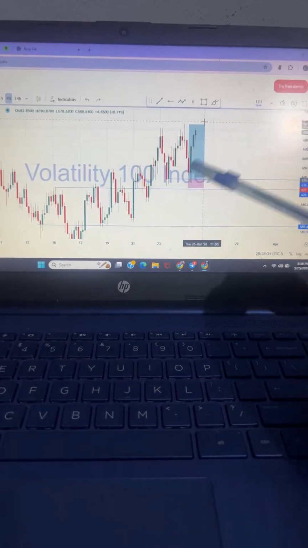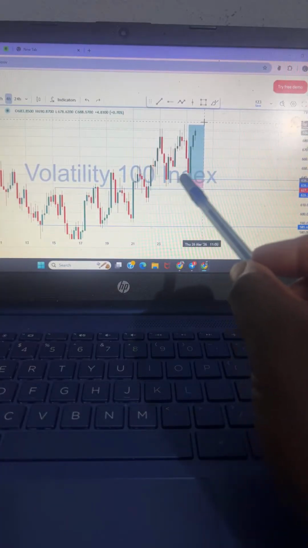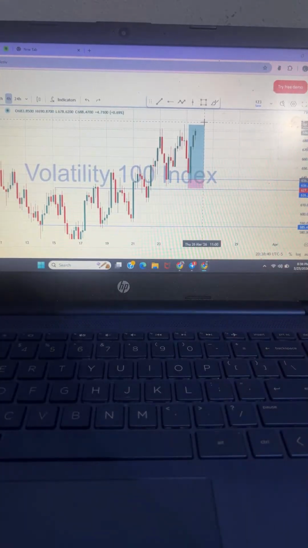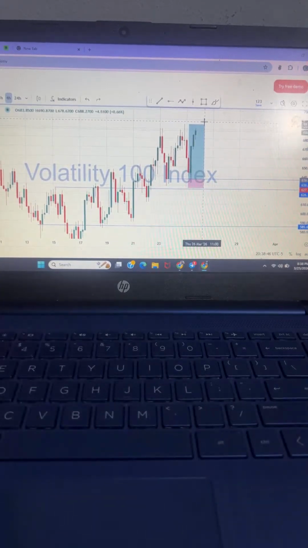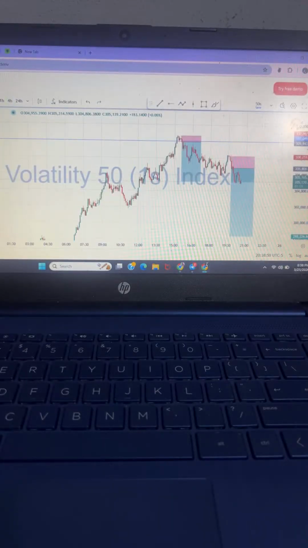But I wanted it to come and respect this structure zone right there, and then give us an entry and then continue buying. But that's a missed trade, and yeah. That's just part of it. That's just how it goes, you know.